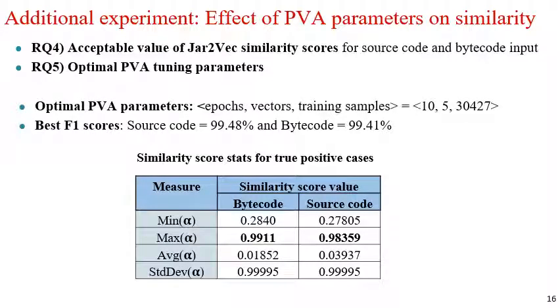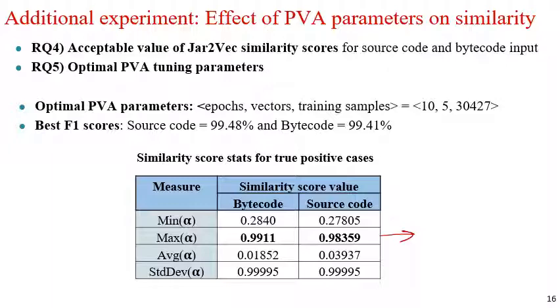The similarity thresholds have been marked in bold over here. For bytecode we take the threshold as 0.9911, and for source code we take the threshold as 0.98359. Anything above this threshold is marked as non-bloat, and anything below this threshold, or below, let's say, 60% similarity, is considered to be bloat.